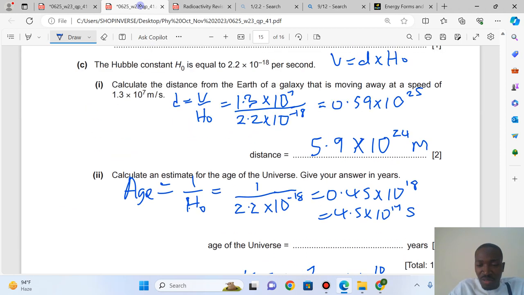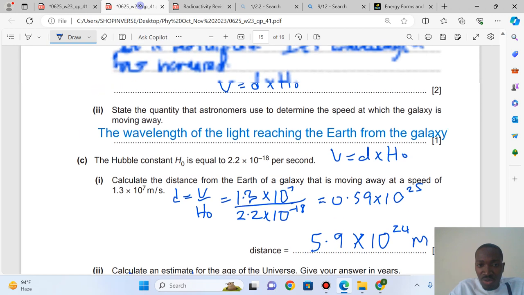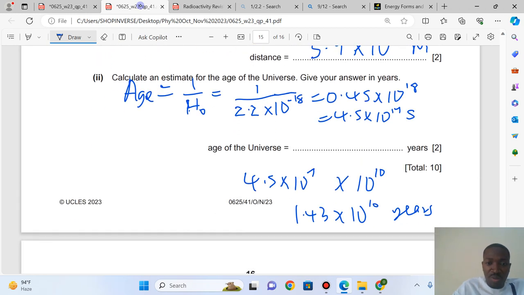That's it. Let me look at the values I have. All my values are to two significant figures, so I'm putting mine to two significant figures: 1.4, I'm cutting the 3 off, times 10 to the power 10. This is my answer in years. Yeah, so that's how I'm getting my answer here.